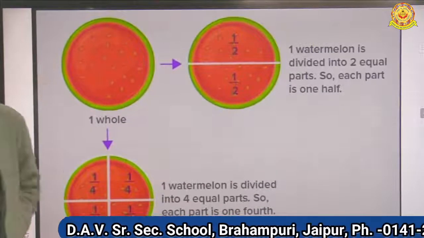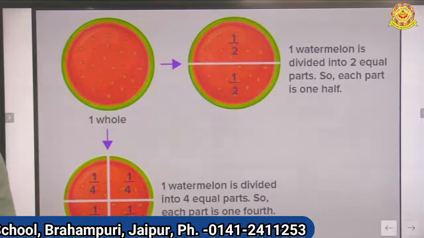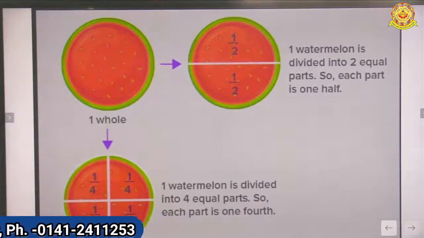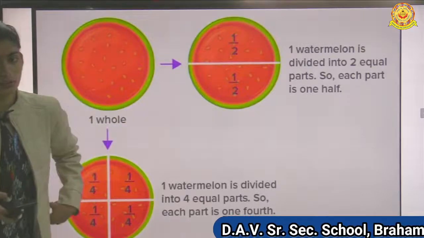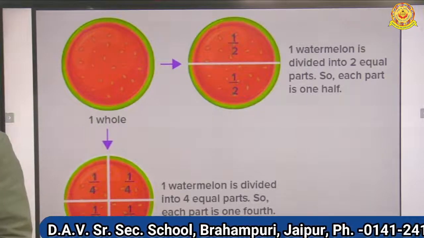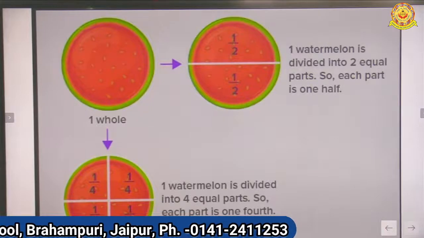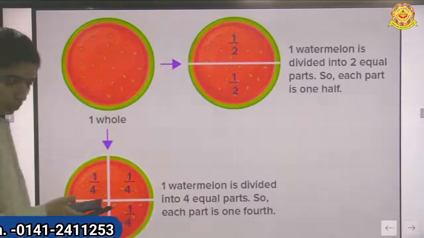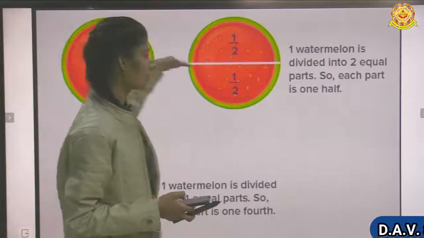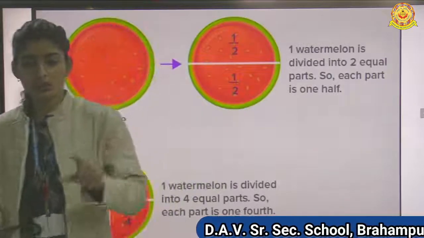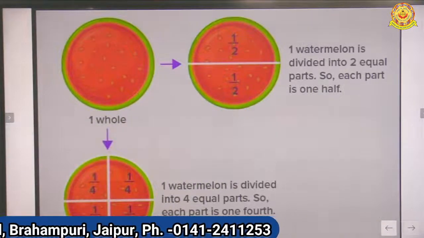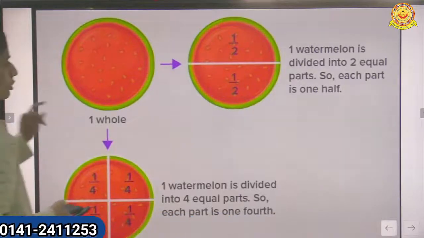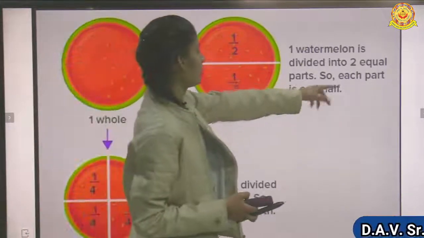one watermelon we are having. In that, this is the whole. It is complete in itself. Now, if I am asking you to divide the watermelon into 2 equal parts, it means half you have to do. So we will cut it from the middle only. Fractions have equal parts. That way we will have 2 equal parts. So one watermelon is divided into 2 equal parts.